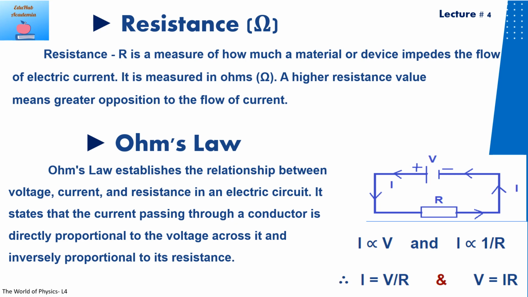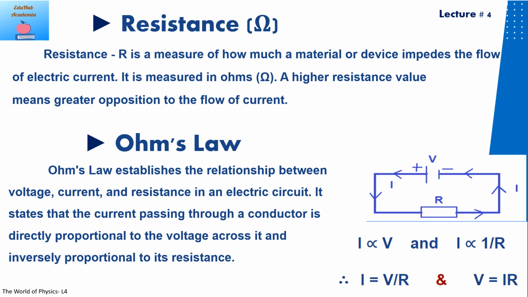So what is the resistance? It's the measure of how much a material or a device impedes, meaning slows, the flow of electric current. It's measured in ohms, and a higher resistance value means greater opposition to the flow of the current. So we defined voltage, potential difference, we defined electric current, we defined resistance.